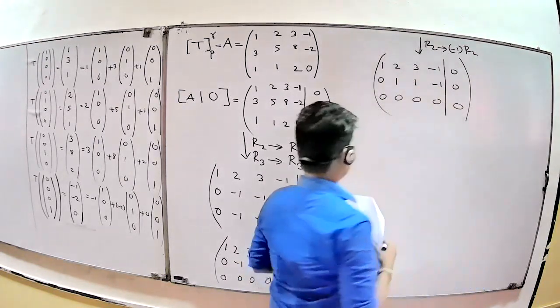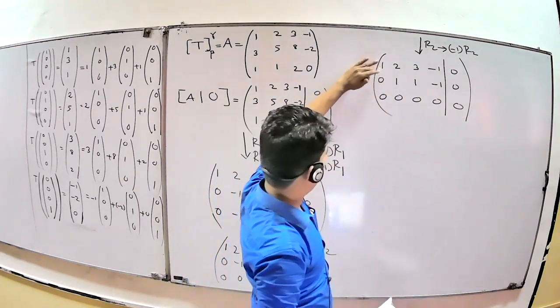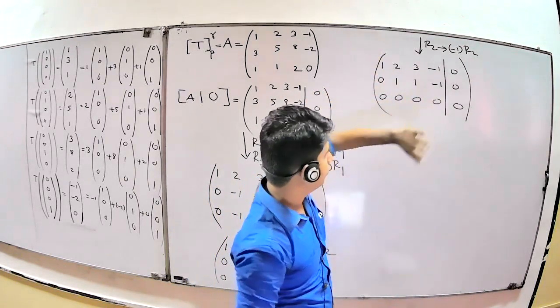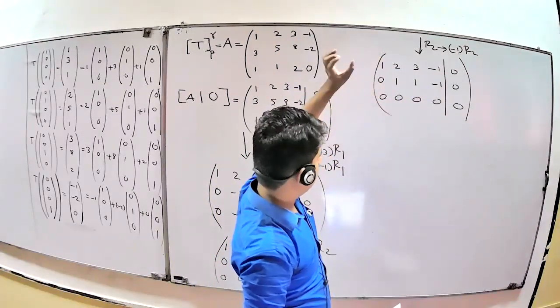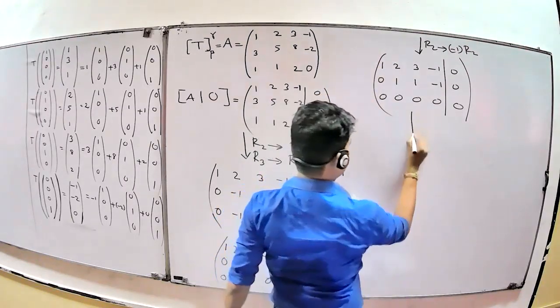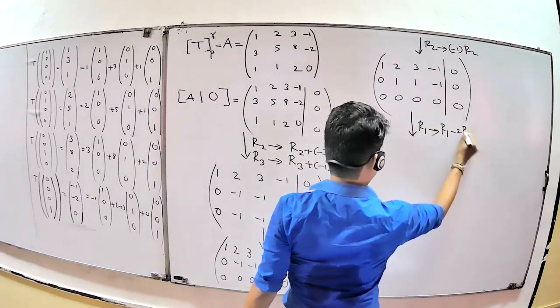Now I already mentioned we want to get the row reduced echelon form. Here we have leading entry 1. For the second row, this leading entry is 1. Therefore we want to get 0 here. There's no leading entry, no problem. For the row reduced echelon form, you want to get 0 here. Replace R1 with R1 minus 2 times R2.